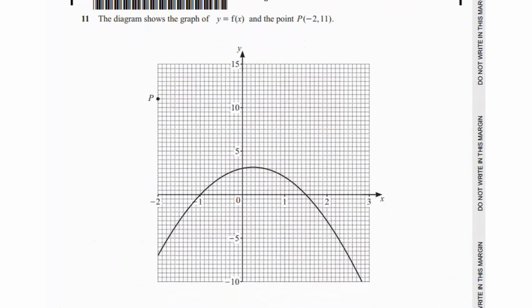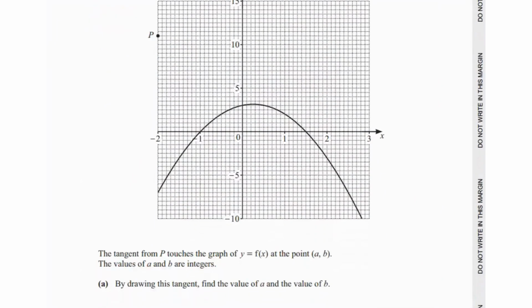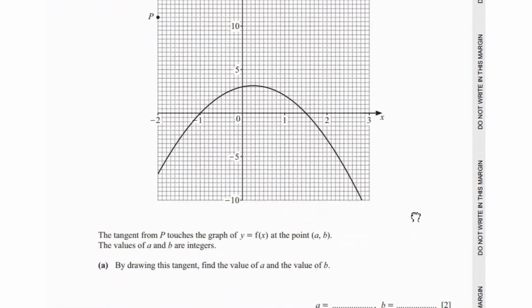And the diagram shows the graph of y equals f of x and the point P, negative 2, 11. The tangent from point P touches the graph of y equals f of x at the point A, B. The values of a and b are integers. By drawing this tangent, find the value of a and the value of b.